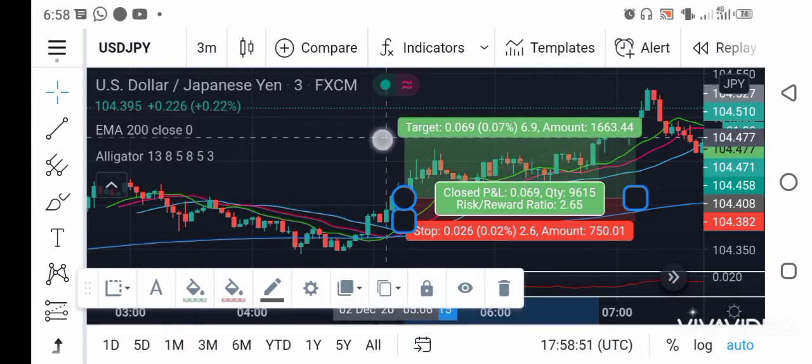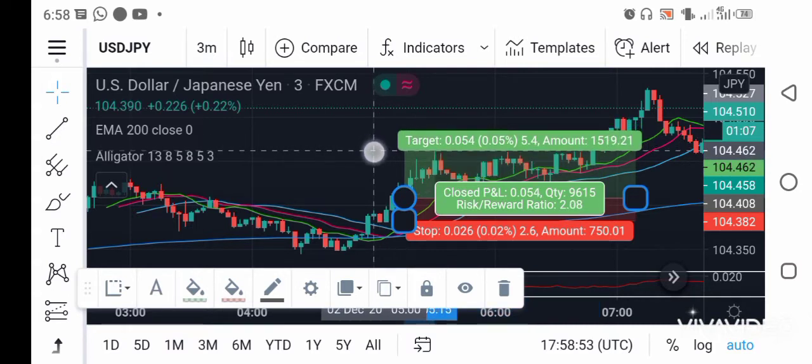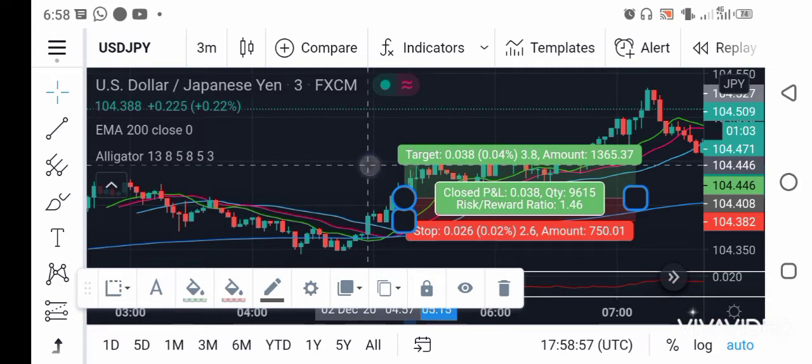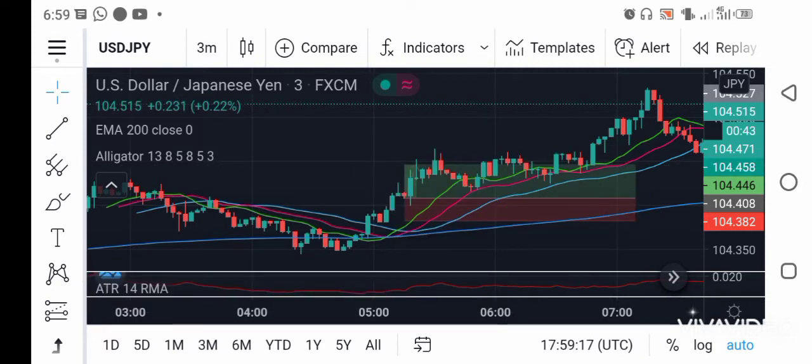So guys, as you can see, a 2R was successful and a 1.5R was also a win. But I usually don't recommend taking a 1R on these kinds of trades because of probability. So at least a 1.5R is a good amount.